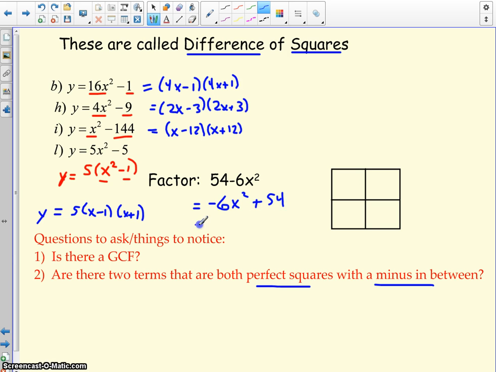And as always, I should take out a greatest common factor. So 6 goes into both of these. I'm going to take out the negative 6, and my leading term is positive. So I'll have negative 6 times x squared minus 9. Okay, and just to show how this works in the array, I can put x squared and minus 9 in. So I'm going to need x and x to multiply to x squared. I need two numbers here that multiply to negative 9 and add to 0. Well, that's going to be negative 3 and positive 3. So that's what gives me the x plus 3, x minus 3 pattern.